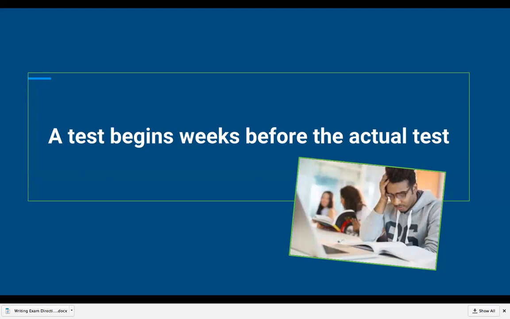So really, to cram the day before the test, which sometimes does happen and sometimes it needs to happen, most of the time we begin the testing process when we're first taught concepts or on the day of each lecture.